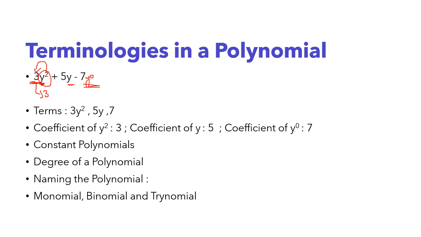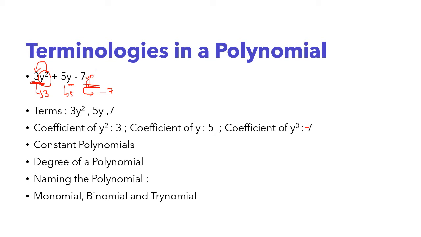So y square's coefficient is 3, y's coefficient is 5, and y to the power 0's coefficient is minus 7. Not 7 but minus 7. It's not plus 7, right? It is minus 7. So the coefficient of y square is 3, the coefficient of y is 5 and the coefficient of y to the power 0 is minus 7. It's actually minus 7. I just made a mistake over here in terms of the printing. So I hope you understood what coefficients are. Let's move towards the next part, constant polynomials.